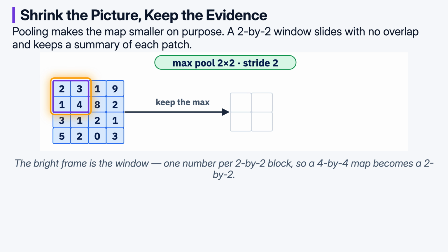Pooling makes the map smaller on purpose. This bright frame is the window. It is a 2x2 block that slides across the map with no overlap. Each window keeps one number, and that one number is written to the output. This is max pooling. Because the windows never overlap, a 4x4 map becomes a 2x2.